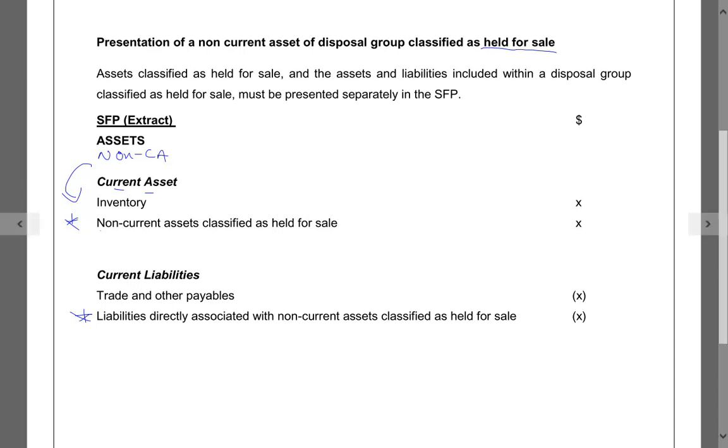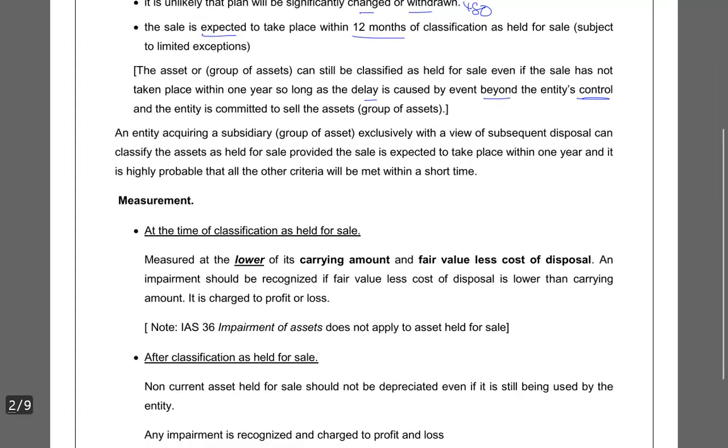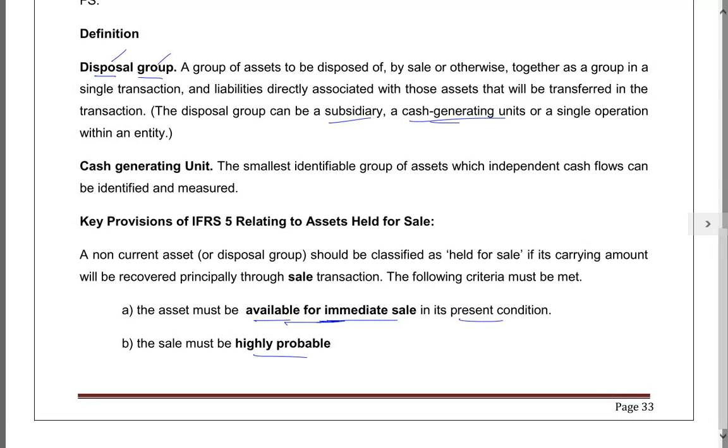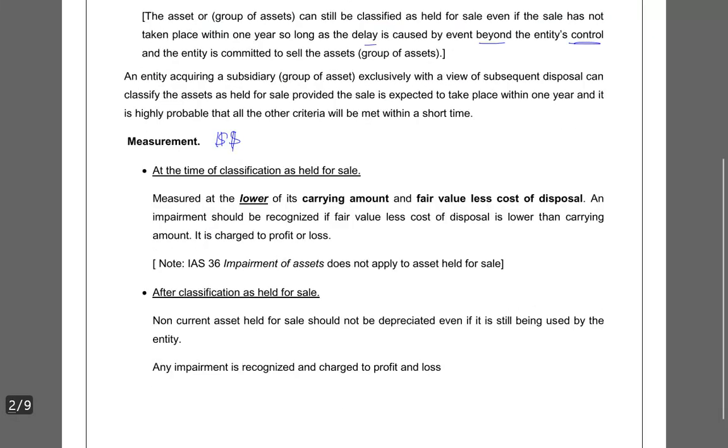Question: we meet the condition, so how much should I reclassify down to here? Measurement means how much? If I meet the two conditions, I will reclassify. How much? The lower of the carrying amount compared with the fair value less cost to sell. If the carrying amount is 5,000 in my book, the fair value is 5,002, and the cost of disposal is 500.